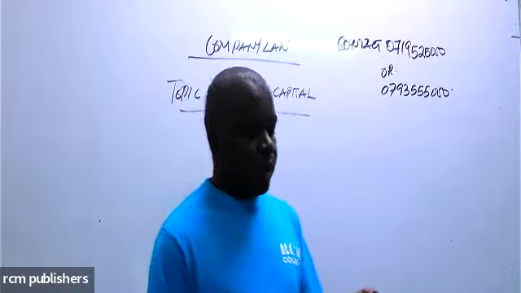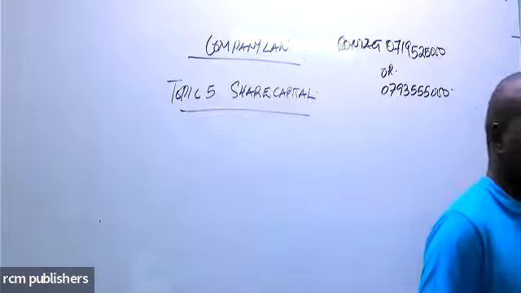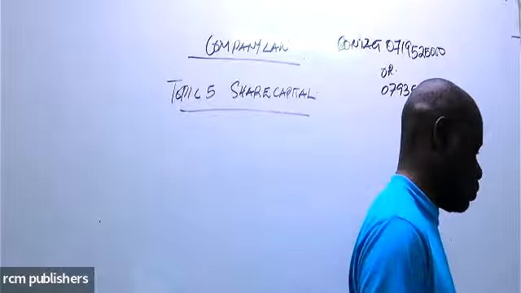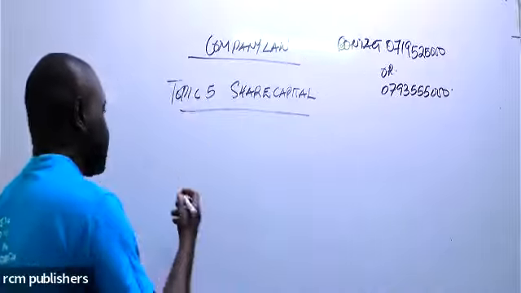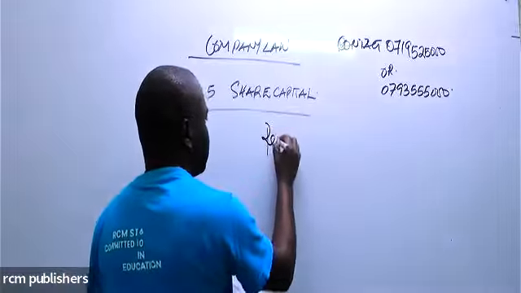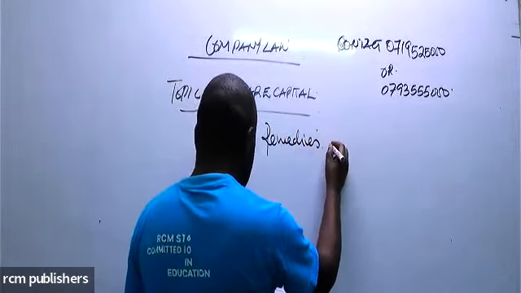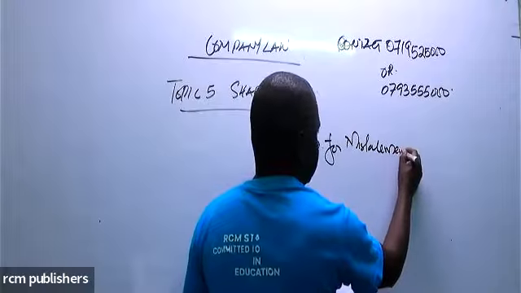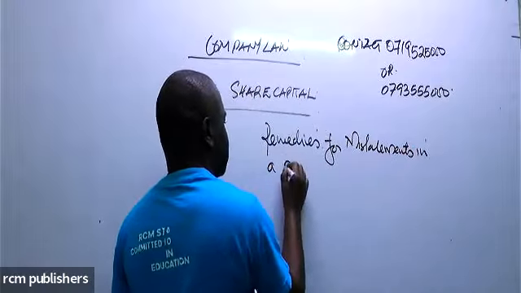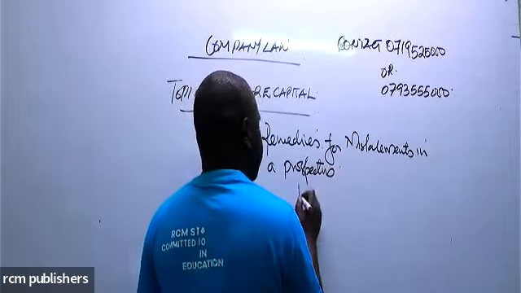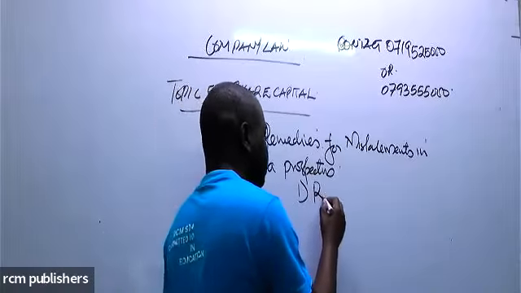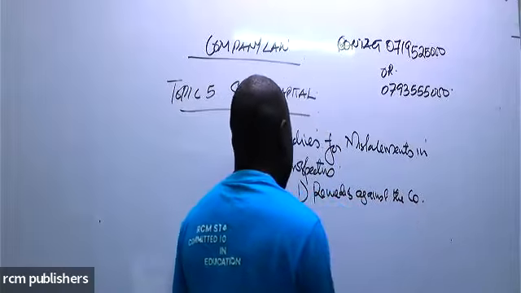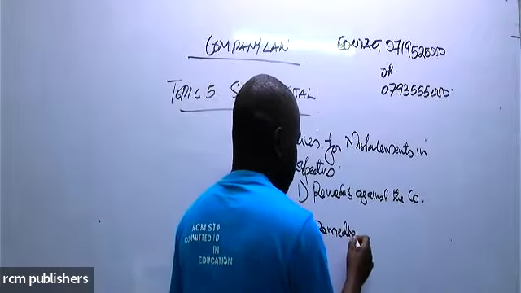So we left at the point where we were looking at a misleading prospectus. We said a prospectus that contains misrepresentation of facts is what we call a misleading prospectus. We left at the point where we were looking at the remedies in case of a misleading prospectus. So these remedies can be categorized into two. You can have remedies against the company, and remedies against directors, promoters, or experts.